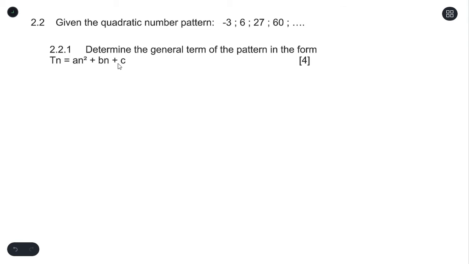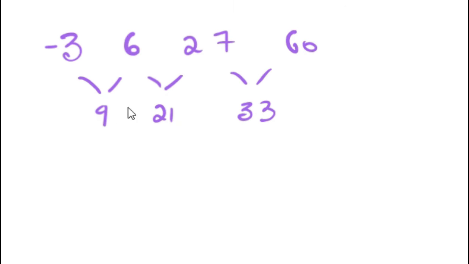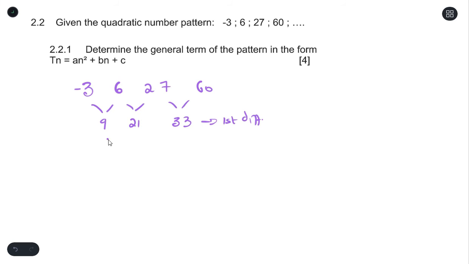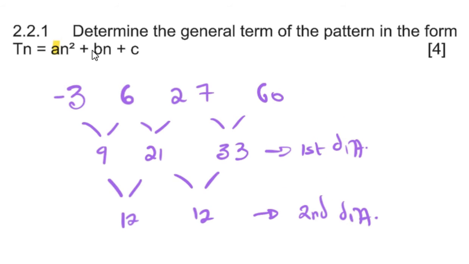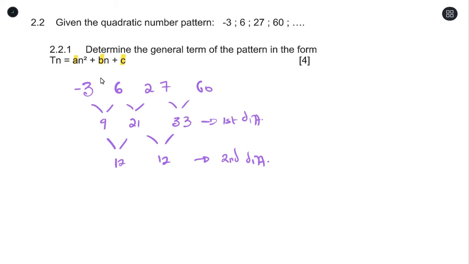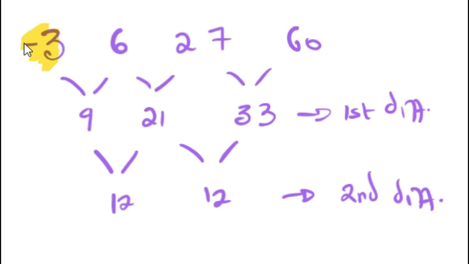So what I mean by that is, the second line I have here represents my first difference. And this line here is your second difference. So now we need to find the a, the b, and the c from our general term. And to do that, we need to focus on the first values you have for each pattern. I need to be focusing on -3, I need to focus on 9, and I also need to focus on 12. Now, each and every one of these has a specific formula that you use for them.